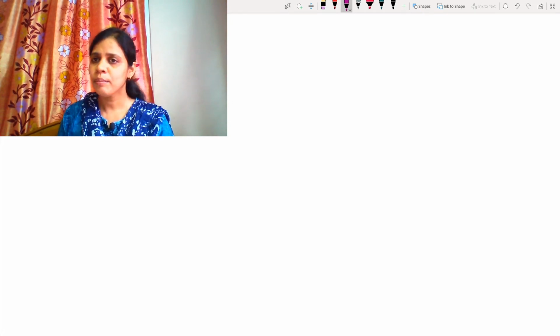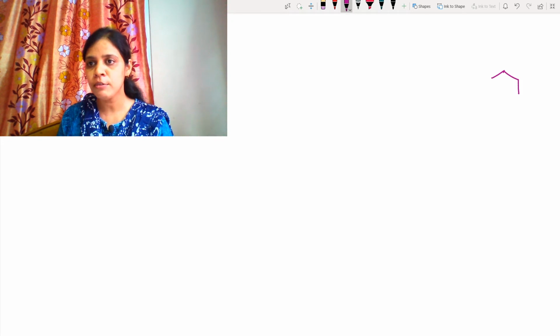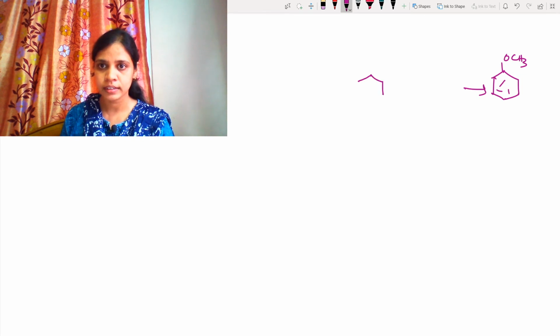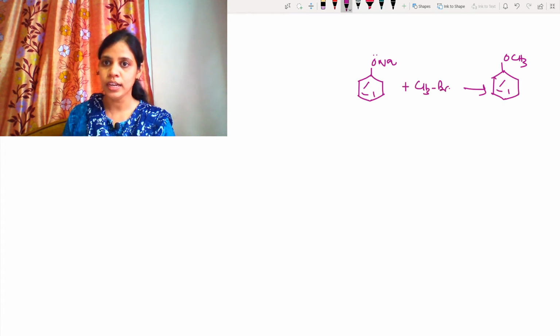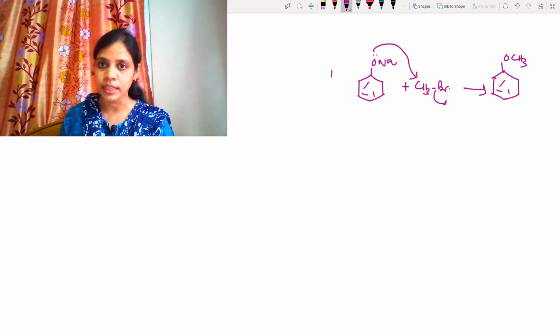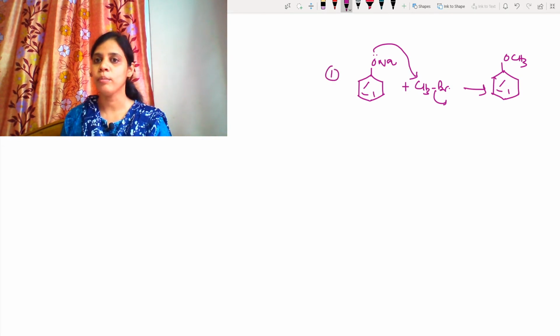Next, I will explain the preparation of aromatic ether. Aromatic ether means methoxybenzene. If I want to prepare this aromatic ether, methoxybenzene, we have to take sodium phenoxide and methyl bromide. Then only we will get the desired aromatic ether. So this is the method by which we can prepare the aromatic ether.